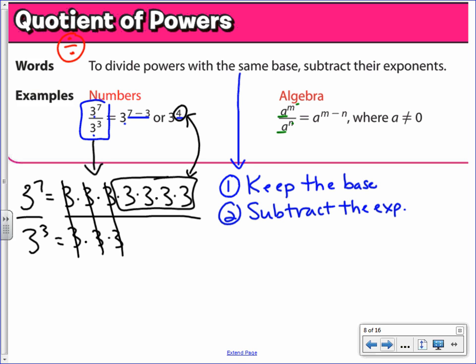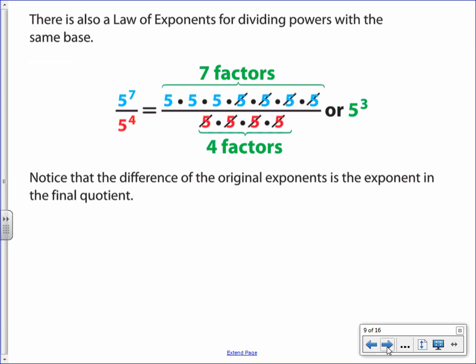When in doubt, break it out. Don't guess your rules. When in doubt, write it out. Break it out. Show me what it looks like. Okay, and this is what I just talked about on the last screen. It says there is also a law of exponents for dividing powers with the same base.